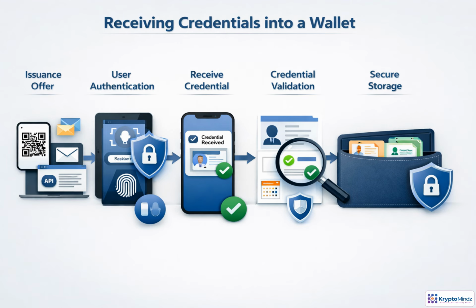Before a wallet can prove anything, it must safely receive the credential. The process usually starts with an offer, such as a QR code, deep link, email link, API callback, or embedded web flow. The holder accepts, and the issuer may require authentication. Once delivered, the wallet validates the credential's signature, issuer, schema, and expiration. Only then should it store the credential, along with display details like issuer name and credential type.